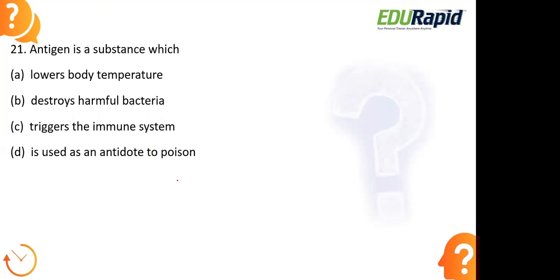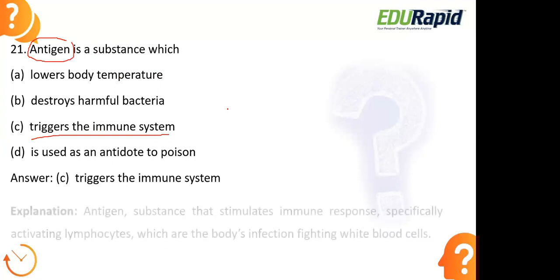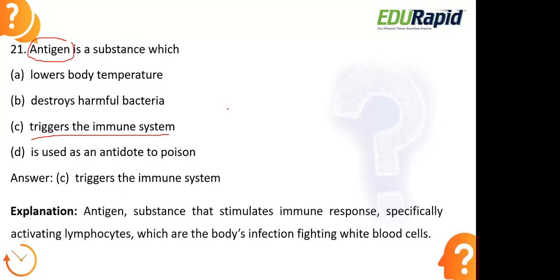Okay, let us look at the right answer. The right answer is option B, triggers the immune system. Antigen is a substance which is released when foreign bodies, if a foreign substance or any virus or bacteria enters our body through the bloodstream directly, it can destroy our body, right? It can cause diseases in our body. So it acts as a foreign substance.